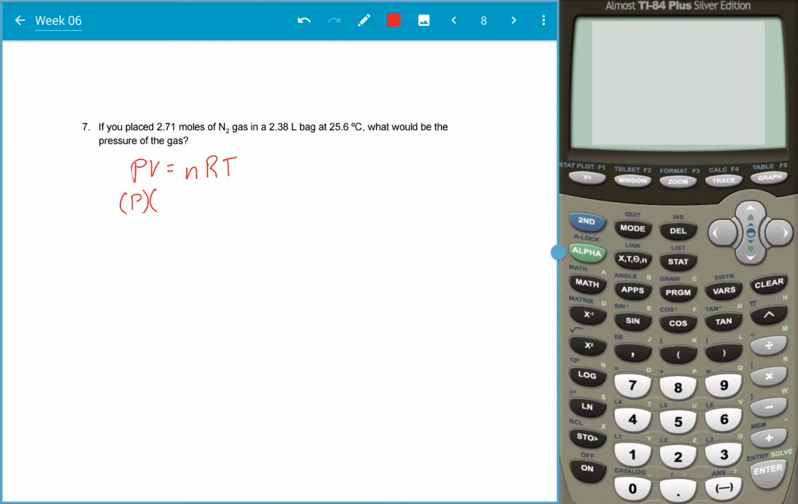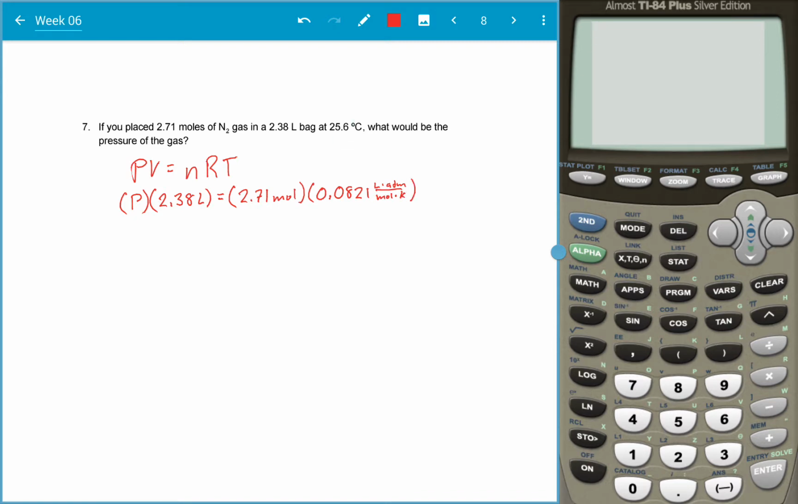For volume, I have 2.38 liters, and since volume needs to be in liters, I can plug that in just as it is. N needs to be in moles, and we have 2.71 moles of the nitrogen gas. R is always the same value of 0.0821 liters atmospheres per mole Kelvin.